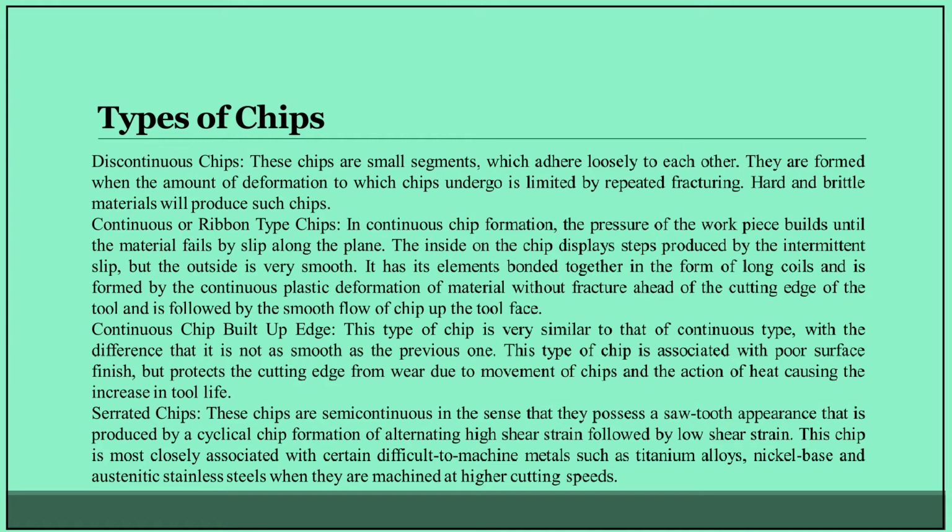The last one is serrated chips. These chips are semi-continuous in the sense that they possess a sawtooth appearance that is produced by a cyclical chip formation of alternating high shear strain followed by low shear strain. This chip is most closely associated with certain difficult to machine metals such as titanium alloys, nickel base, and austenitic stainless steels when they are machined at higher cutting speeds.